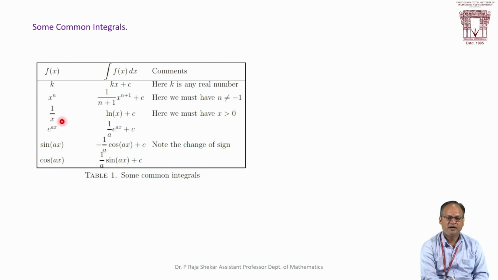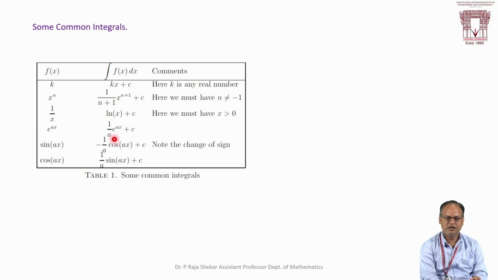Likewise, we have the inverse function 1 by x. Integration of 1 by x is log x plus c. All these are examples of indefinite integrals, so that is why everywhere you can see the arbitrary constant. For the exponential function, integration of e power ax is e power ax divided by a.